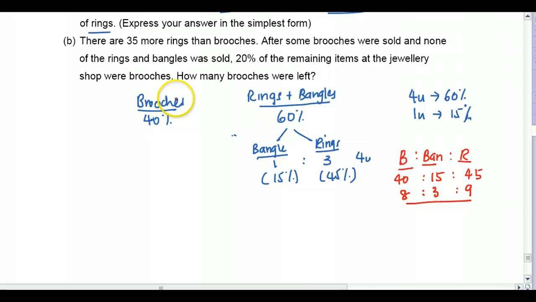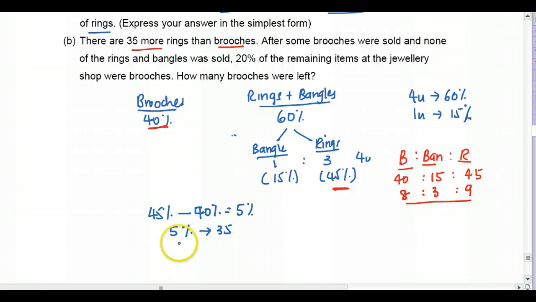Let's look at B. There are 35 more rings than brooches. So I know here, brooches is 40%, ring is 45%. So 45% minus 40%, which is 5%. So 5%, 35 rings, so 1%, 7.